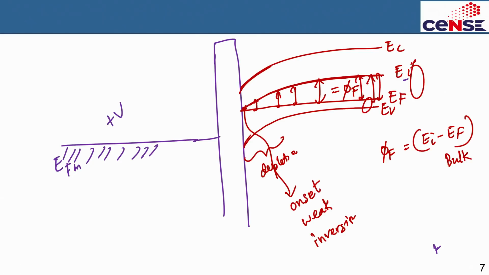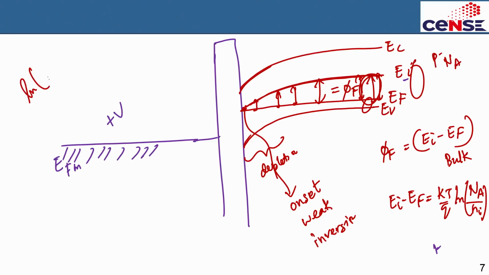And this phi f, Ei minus Ef, if you recall, is given by kT by q times the natural log of the doping concentration divided by ni, the intrinsic carrier concentration. Because of the p-type doping, you have some doping concentration. So kT/q ln(Na/ni) is equal to phi f, or this gap. Let me erase all of these things again.